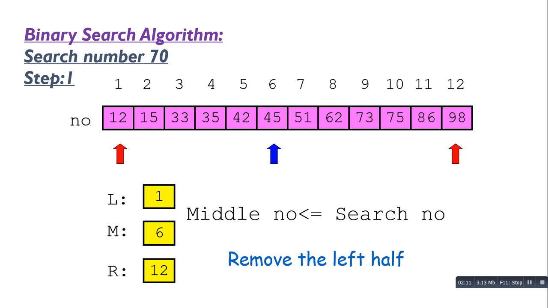Now it checks whether the middle value is less than the search number. We have to search for the number 70, and the middle number is 45. Is 45 less than 70? Yes. So the number will be only in the right half, and we can remove the left half.